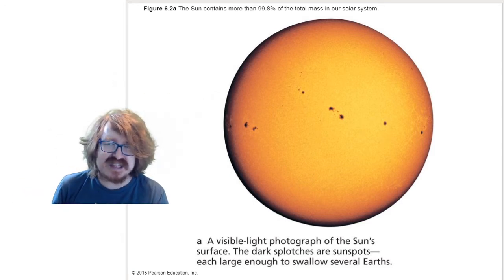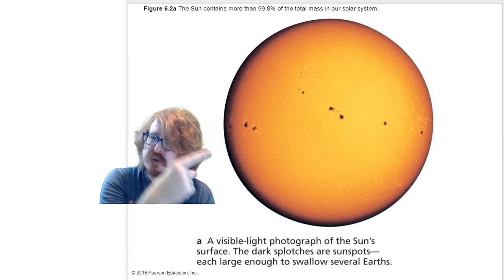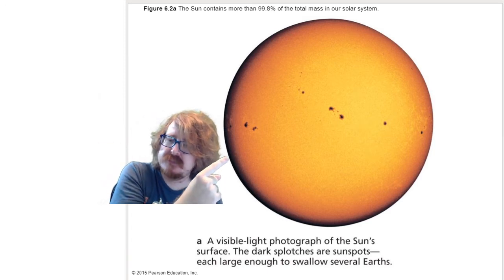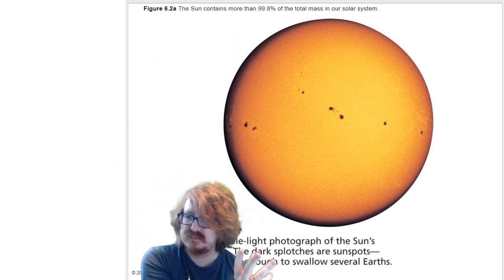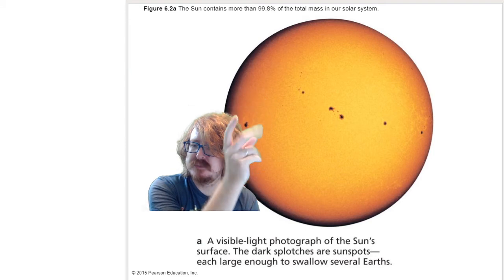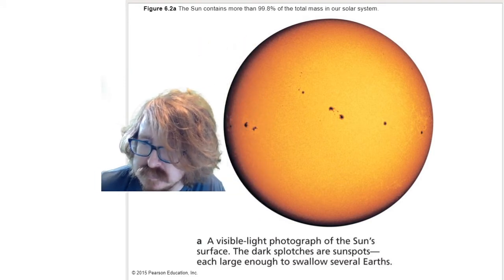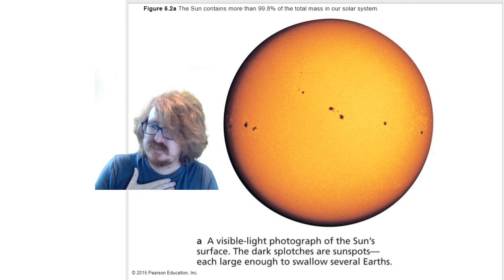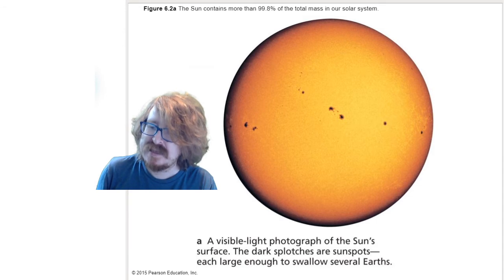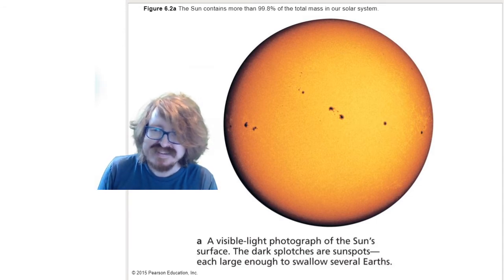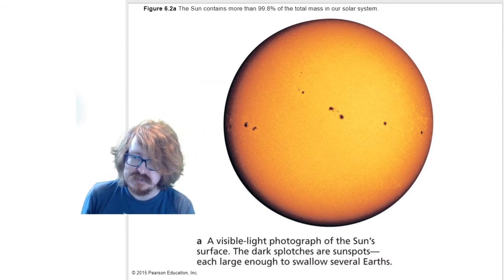Is anything else in the solar system close to the size of the sun? Yes or no? No. Absolutely not. Nothing in the solar system is anywhere near the size of the sun.